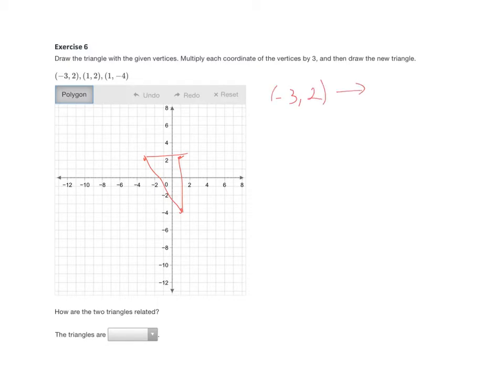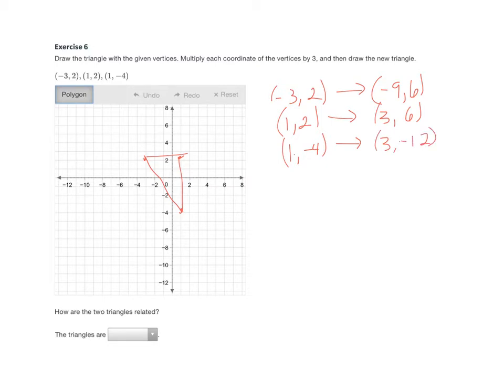Scale factor of 3, -3, 2 would be -9, 6. 1, 2 is going to give me 3, 6. And the last one, 1, -4, is going to give me 3, -12.